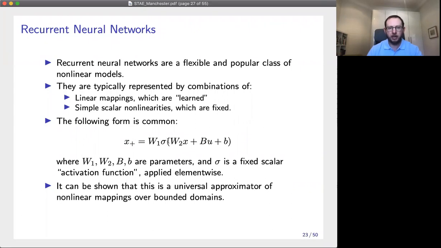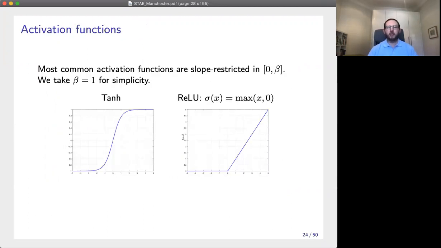And then there's some linear mapping of the previous state and the input and some bias term. And it can be shown that for most activation functions, this class of models over bounded domains represents a universal approximator of nonlinear mappings. As long as you let this W matrix get very tall and this W matrix get very wide and the number of activation functions get very big, then you can approximate arbitrary functions.